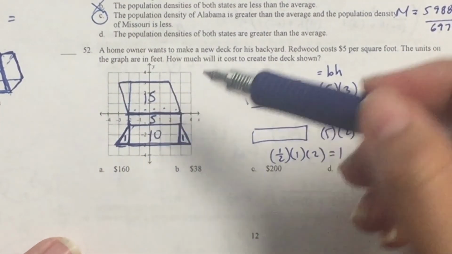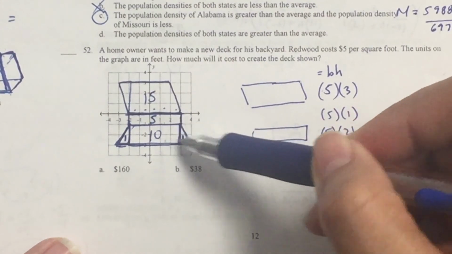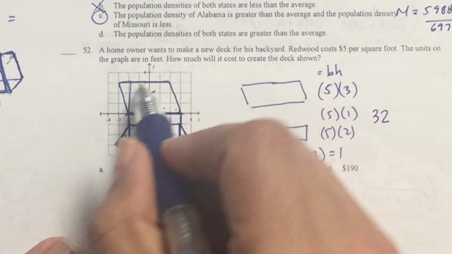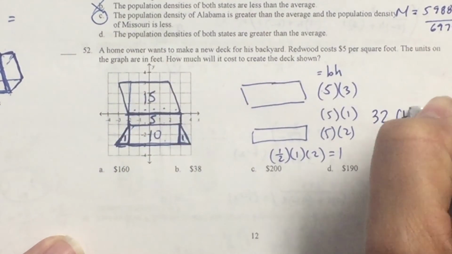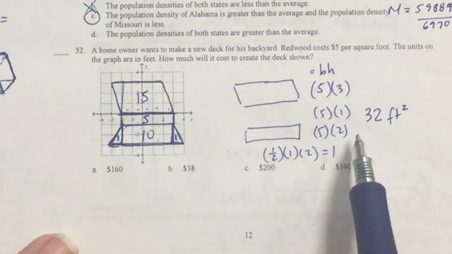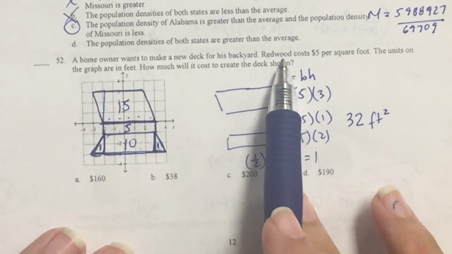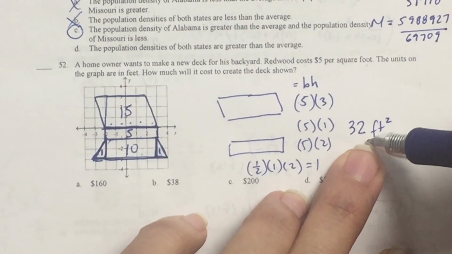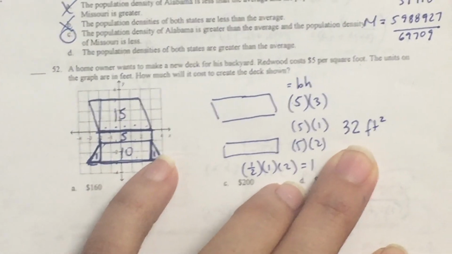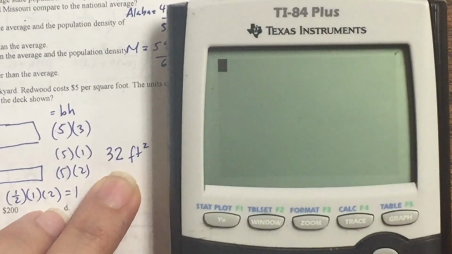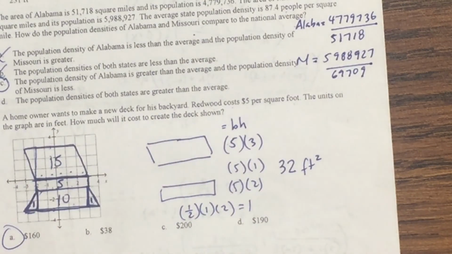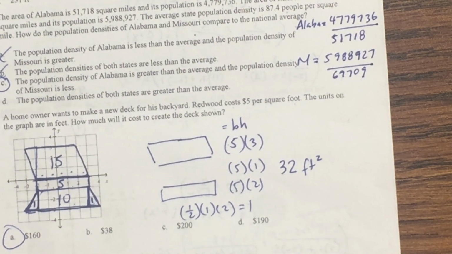So the total area is 15, 20, 30, 1, 2. So the area is 32 square inch, what are we doing? Square feet. Okay. 32 square feet. And the question was, redwood costs $5 per square foot. So it's $5 for every square foot. So we have 32 feet that we're going to need to cover. So it's going to be 32 times 5, which is $160. That's how much it's going to cost. $160.